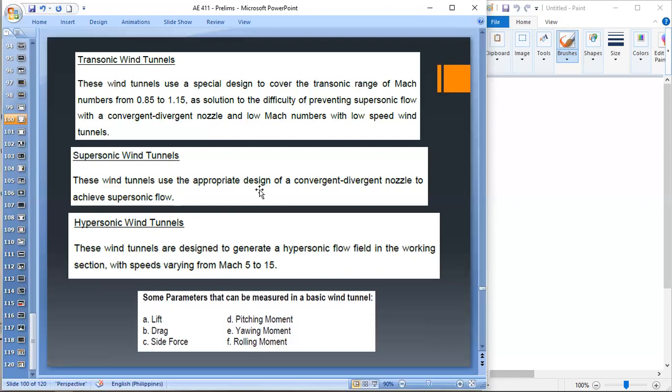So some parameters that can be measured in the basic wind tunnels, we have lift, drag, side force, pitching moment, yawing moment, and rolling moment. So yun yung mga ginagamit natin, I mean, kinukuha natin sa paggamit ng wind tunnel. So, analyze lang, the meaning or kung ano nagpa-function yung tunnels, na malay nyo lumabas siya sa quiz or exam natin.